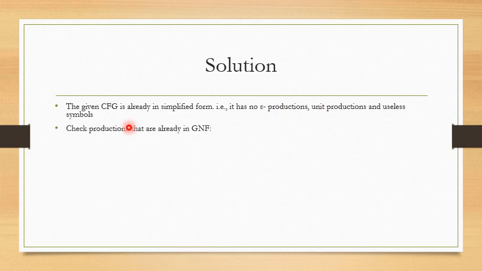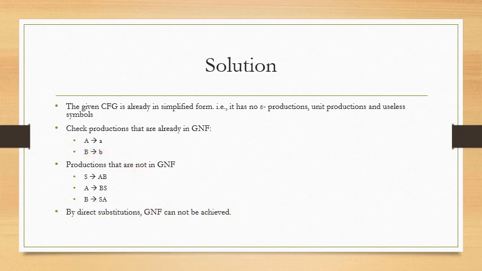Now we have to check among the given productions which are already in GNF. A can be small a is in GNF, B can be small b is in GNF, and all the other productions are not in GNF. They are actually in CNF format. In CNF a non-terminal can produce two non-terminals, or a non-terminal can produce a single terminal. So here by direct substitution you cannot arrive at a GNF form.